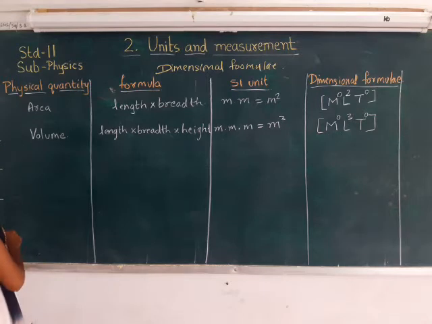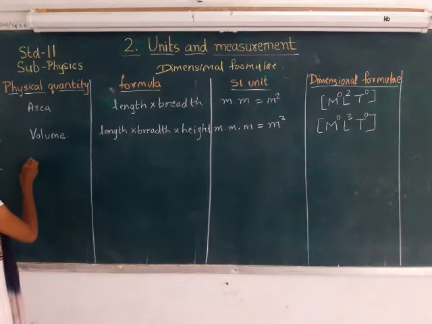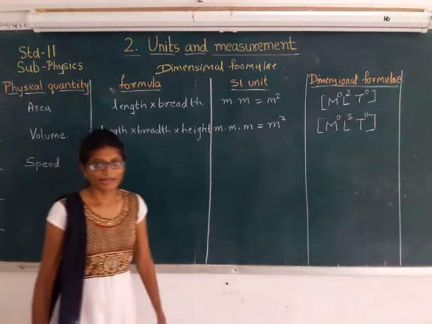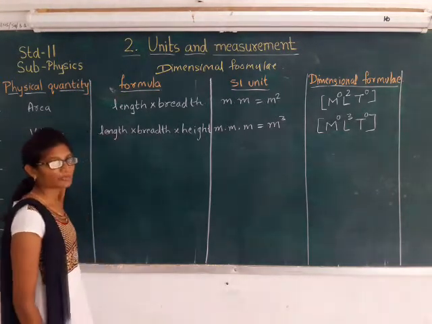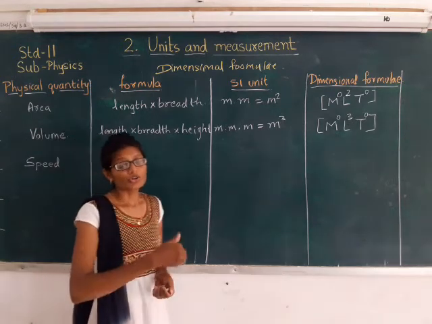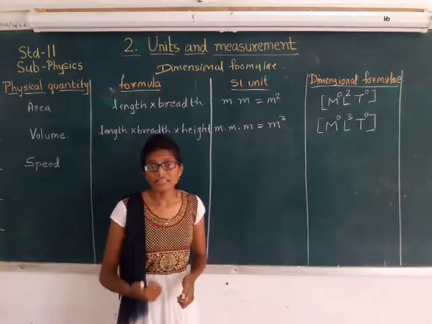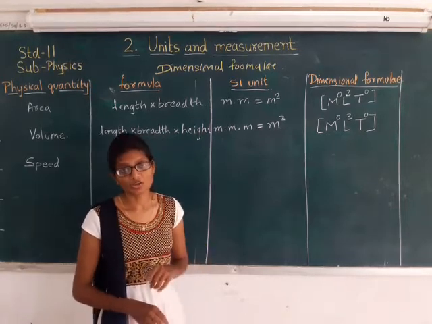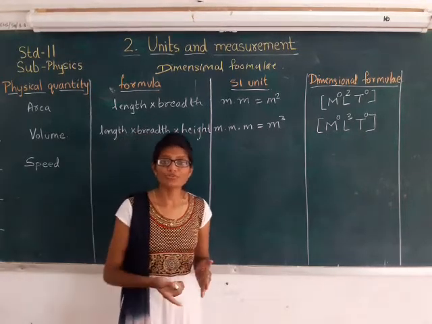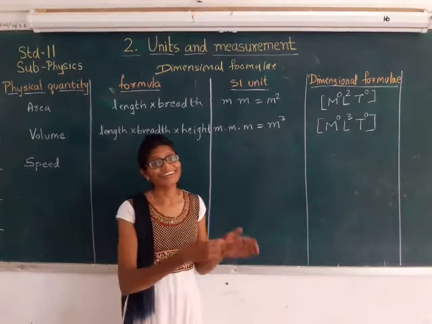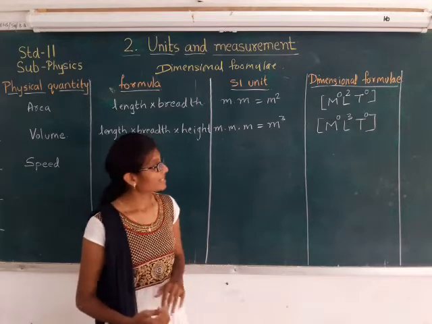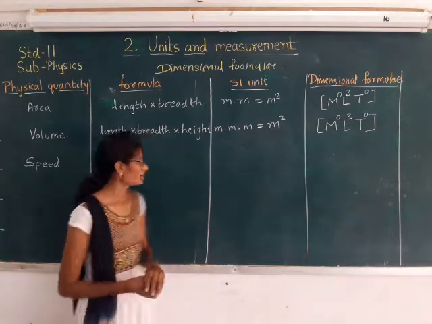Now let us take another physical quantity, that is speed, right? So what is the formula of the speed? See students, when you want to find the dimensional formula of any physical quantity, you should know the formula for that physical quantity first. Because if you know the formula for that physical quantity, you can write its unit, and if you can write that unit, then you can easily get the dimensional formula.